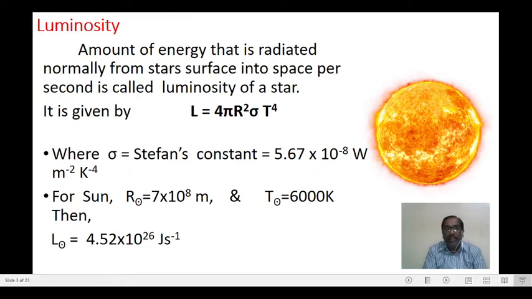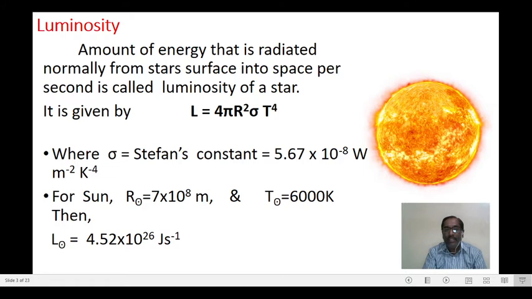Luminosity: the amount of energy that is radiated normally from the star's surface into space per second is called luminosity of a star. It is given by L equals 4 pi r square sigma T to the power of 4, where r is the radius of the star and T is the surface temperature of the star. Therefore, luminosity is directly proportional to the square of the radius of the star, and luminosity is directly proportional to the fourth power of temperature. So more the temperature, more the luminosity.